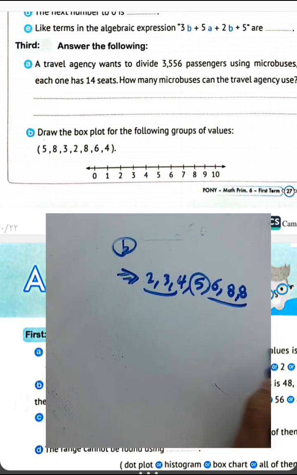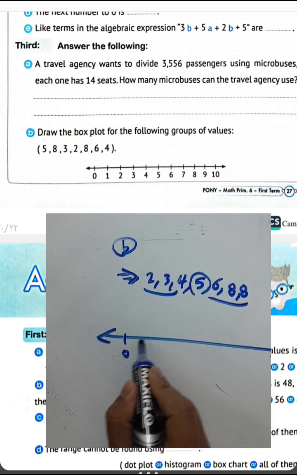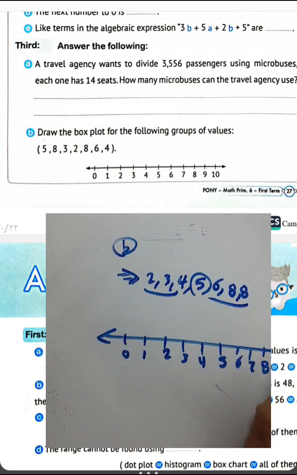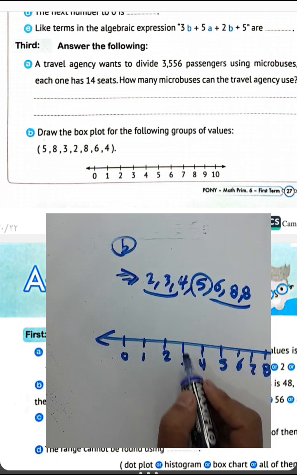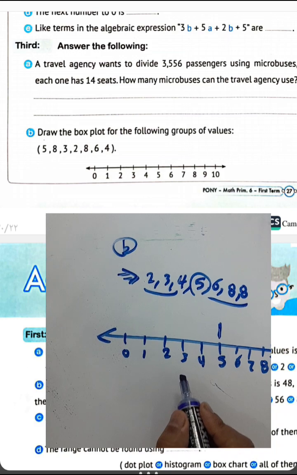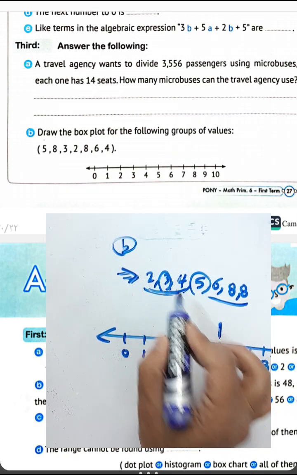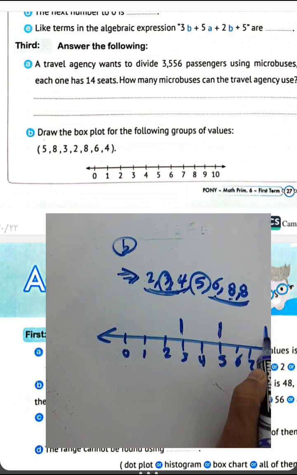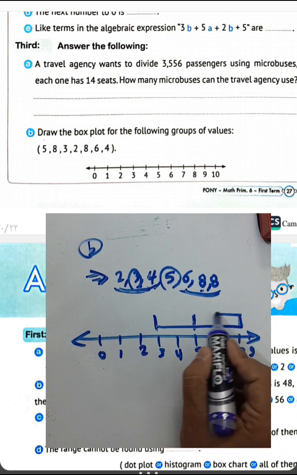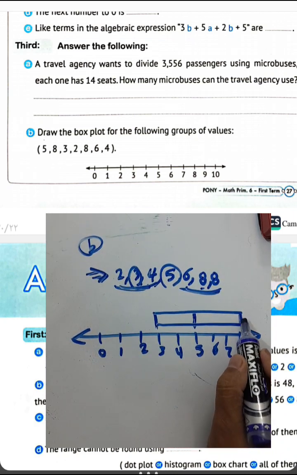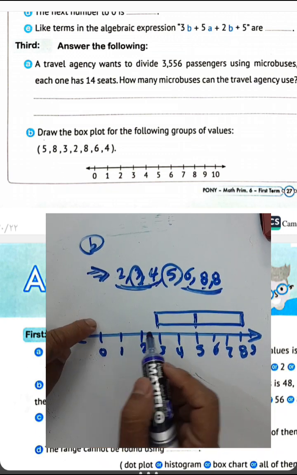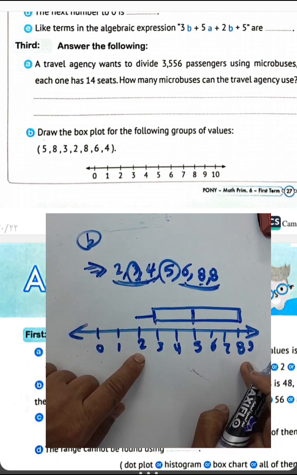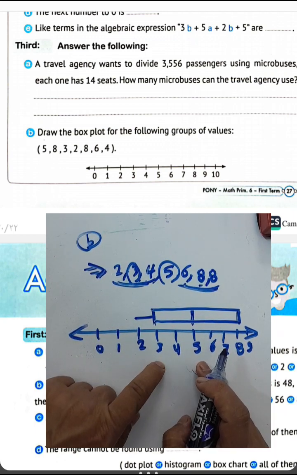It will be 5. So we have a number line 0, 1, 2, 3, 4, 5, 6, 7, 8 and 9. And 5, we call it the median, so you must draw this line. From this part we find 3, the lower quartile, and from this part 8, the upper quartile. Then you can draw the box here beginning from 3 to 8, and the minimum will be 2. So the minimum and maximum, the median 5, the lower quartile 3, and the upper quartile 8.